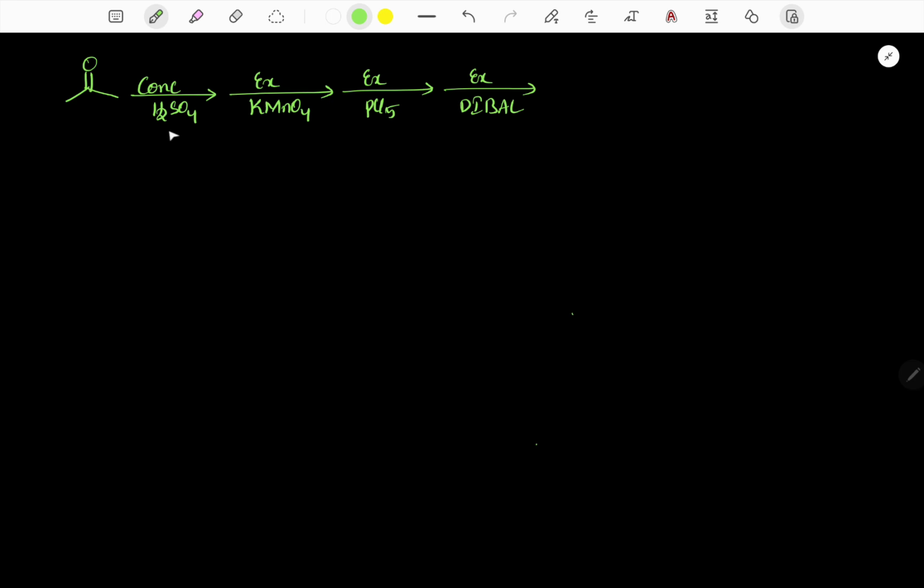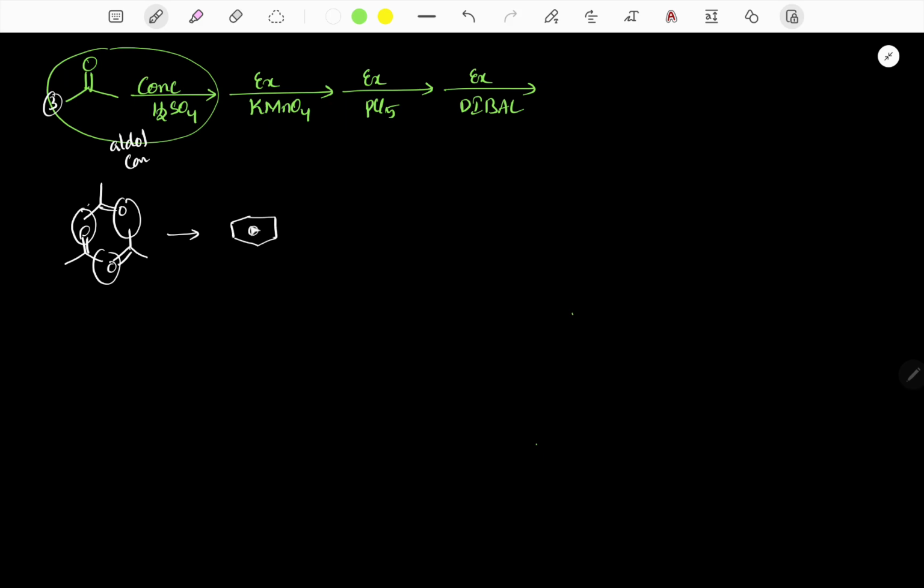Acetone treated with concentrated H2SO4. So it is an aldol condensation. But here we have to consider 3 moles. So it is acetone, and it is acetone. So aldol condensation, and we finally get the corresponding 1,3,5 trimethyl benzene. It is also called mesitylene.